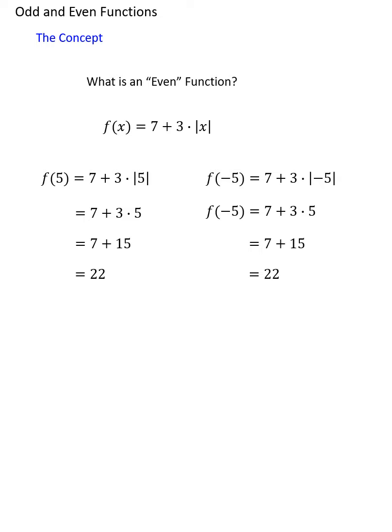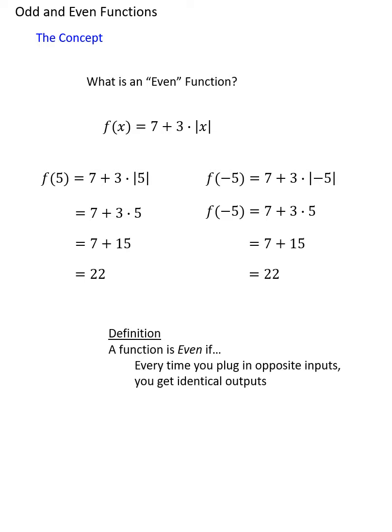Hit pause if you want to see the particular algebra. The point is, when you plug in opposites, 5 and negative 5, you get the exact same result. To be more specific, an even function is one where that result happens every time you plug in opposites, not just if it happens to happen once.